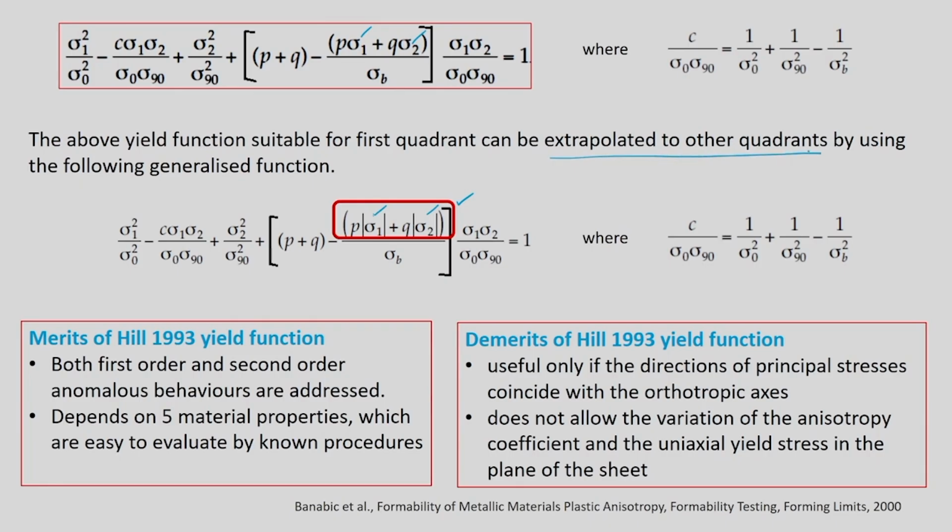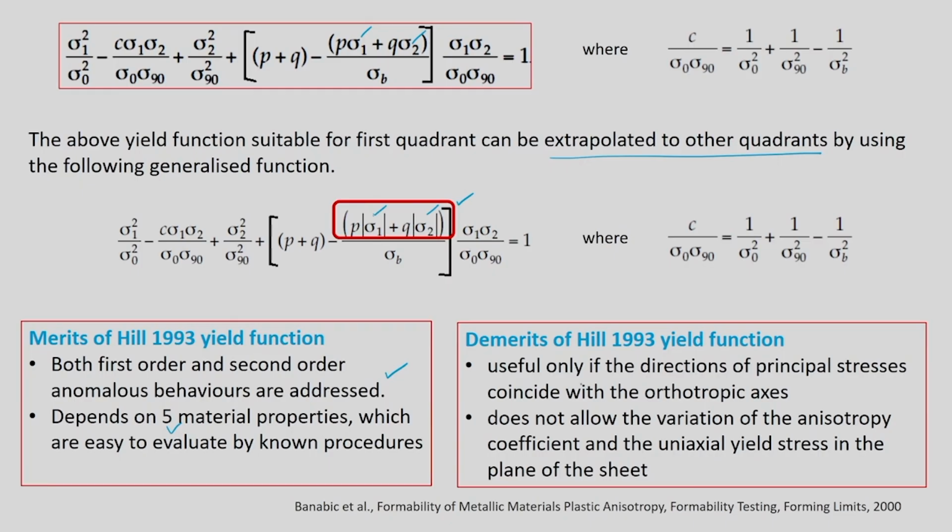other quadrants. The above yield function suitable for first quadrant can be extrapolated to other quadrants by using this generalized function. So I think with this Hill 1993, it is said that it can address the anomalous behavior number 1 and number 2. That is what is said, and that is one of the merits of this one. Both first order and second order anomalous behavior are addressed here. It depends on only 5 material properties, just now we have seen, right? Sigma 0, sigma 90, R0, R90 and sigma B, which can be evaluated easily.